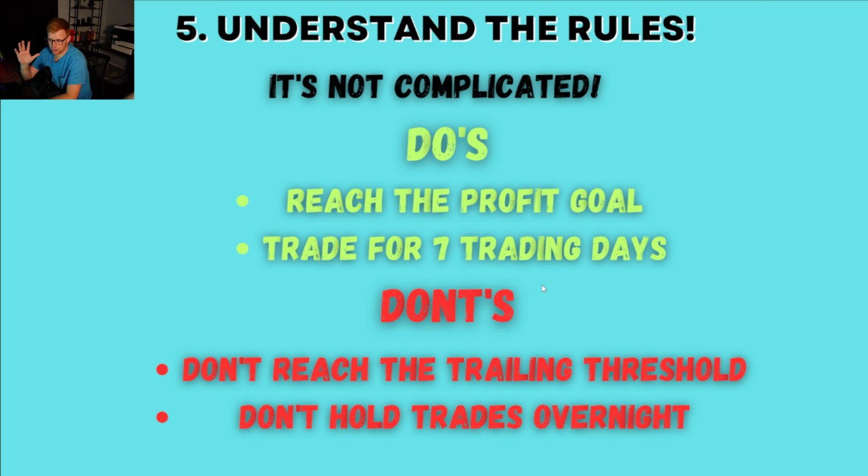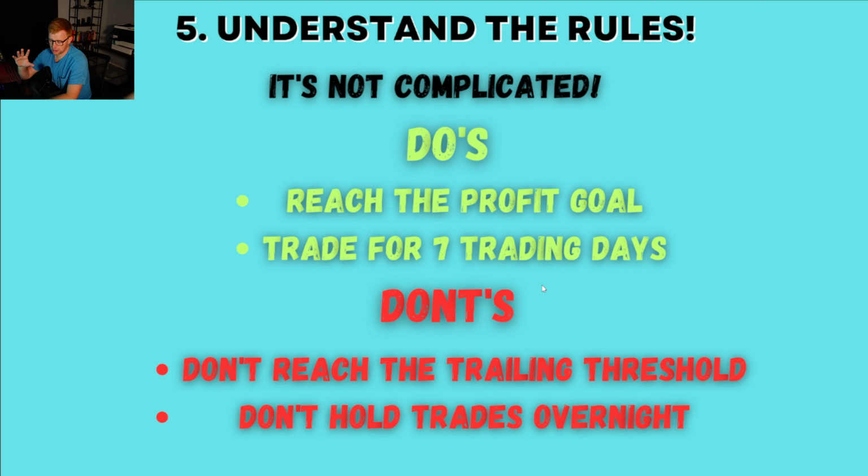To explain a little bit how a trailing threshold works, basically it is looking at your unrealized profit. So if you are $500 in profit and you decide not to let it run, and that comes all the way back down to zero, then you lose $500 of your trailing threshold. So instead of having a trailing threshold of 2,500, you would now have a trailing threshold of 2,000.